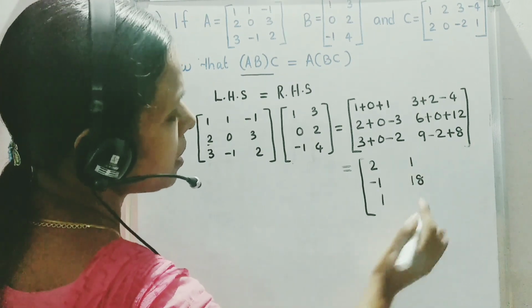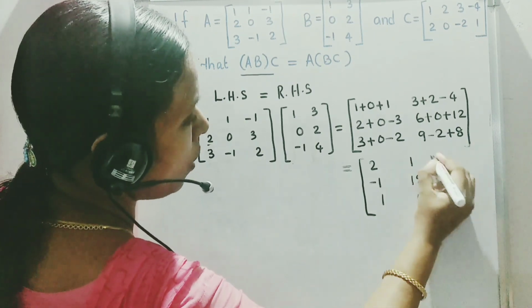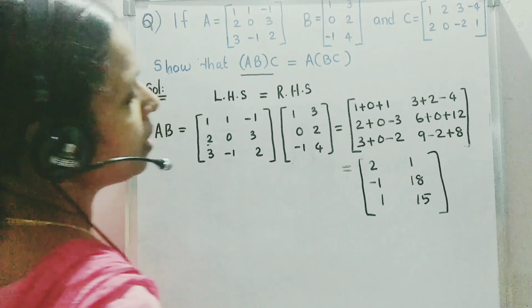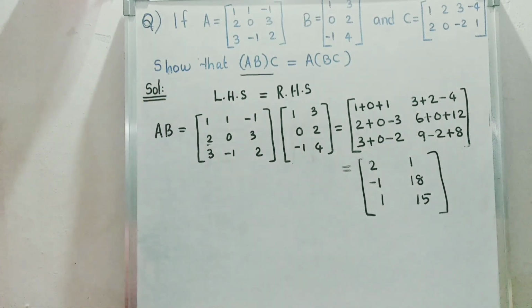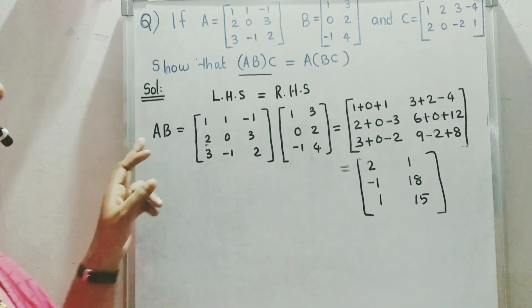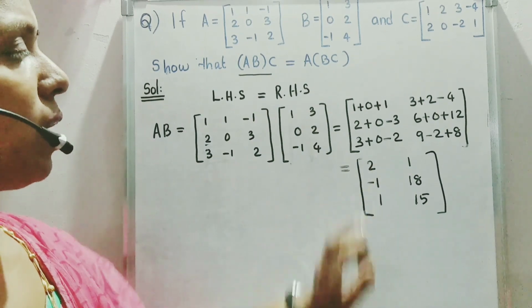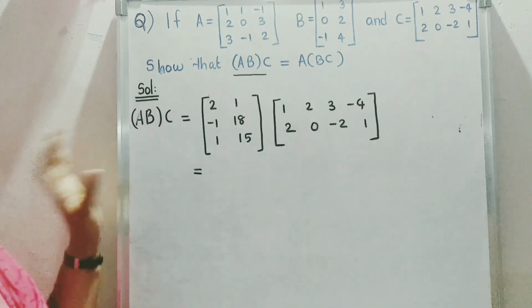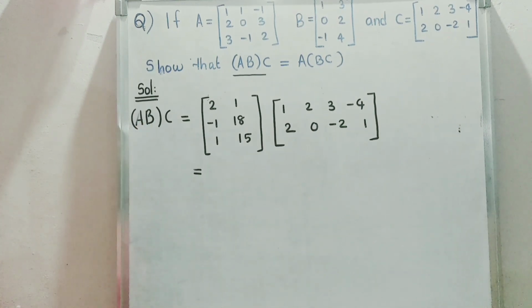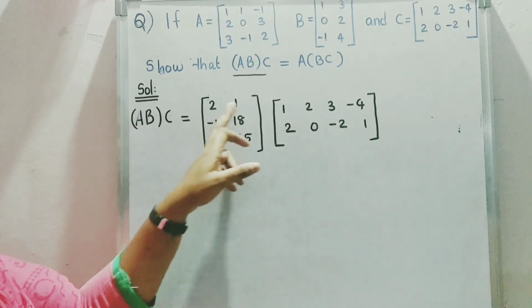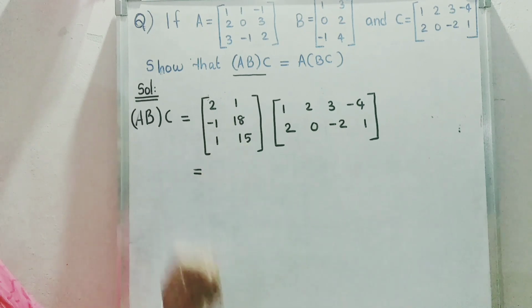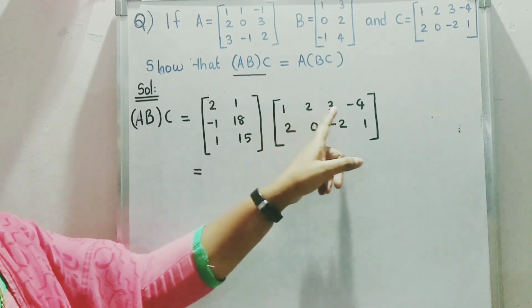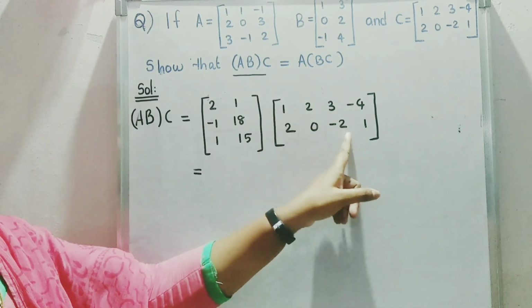7 plus 8, that is 15. Now we get 2, 1, minus 1, 18, 1, 15. Now we get AB is equal to matrix 2, 1, minus 1, 18, 1, 15. Now we take AB into C, where AB is matrix 2, 1, minus 1, 18, 1, 15 and C is 1, 2, 3, minus 4, 2, 0, minus 2, 1.